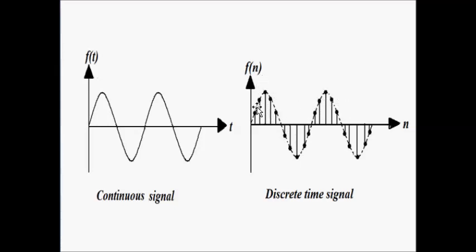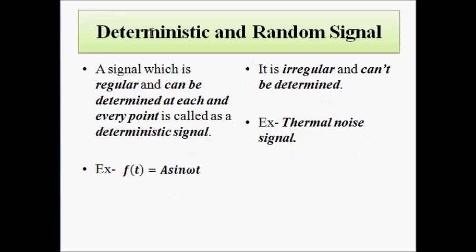So here the time t is a continuous parameter. Here the specific points are represented by the discrete time interval n. It is discrete, it means it is distinct. The points are distinct, different from each other. That is the basic idea between continuous and discrete time signal. So then we have the deterministic and random signal.